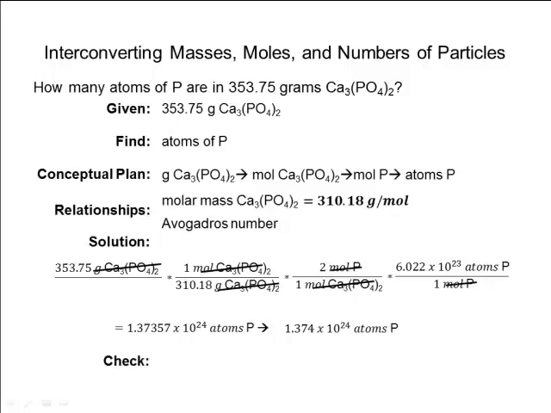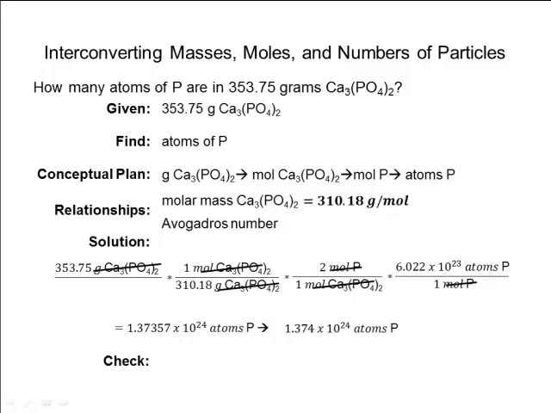Okay, so now, to check my answer, does that number make sense? Well, if 1 mole of calcium phosphate weighs 310 grams, and I've got 353 grams of calcium phosphate, I'm right around 1 mole. And for every 1 mole of calcium phosphate, I have 2 moles of phosphorus. Then I should have roughly twice the amount of Avogadro's number, which I do. So, yeah, it makes sense.